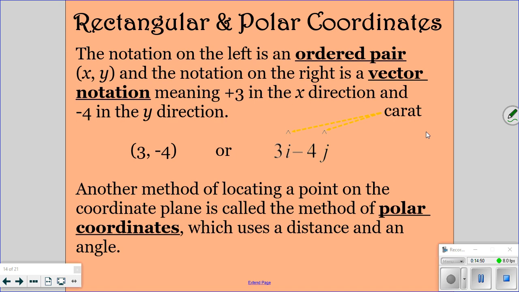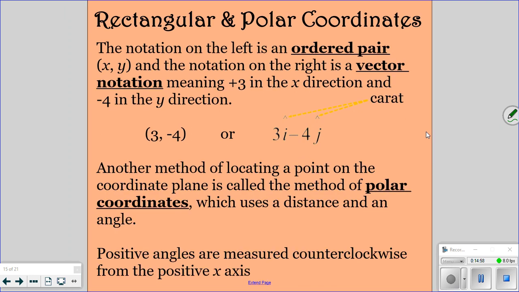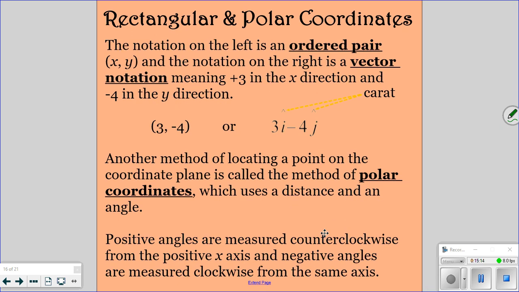Another method for locating a point on a coordinate plane is using polar coordinates, which uses a distance and an angle. Your positive angles are always measured counterclockwise from the positive x-axis. So you always start here and you go counterclockwise whenever you're measuring positive angles. Your negative angles are measured clockwise. So negative angles are going to go down like that.